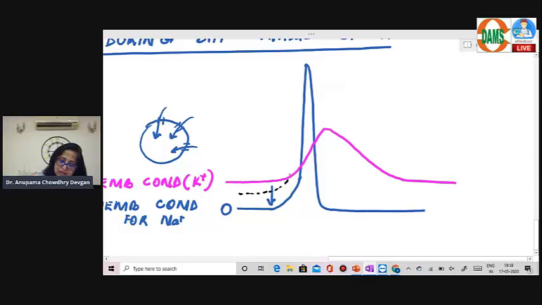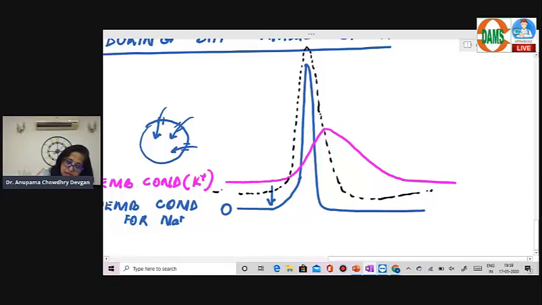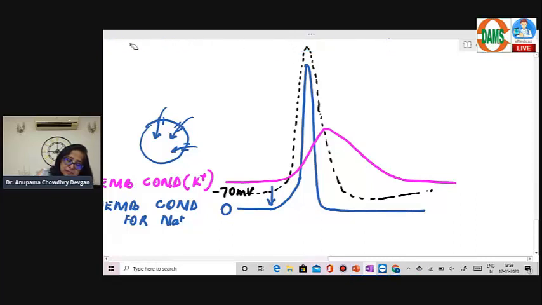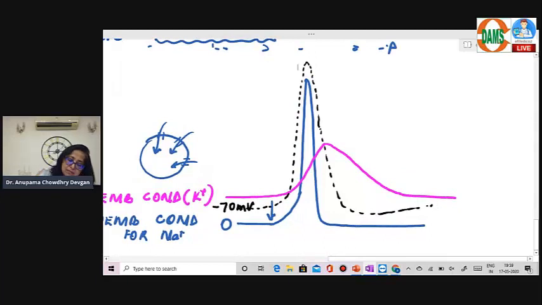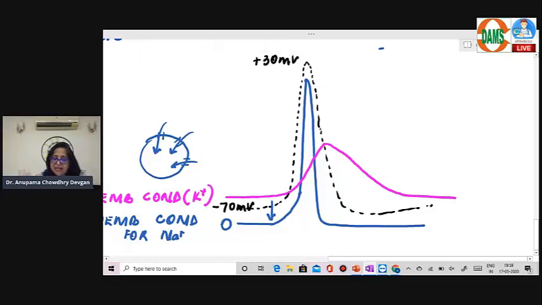When I superimpose the action potential, see, I'm making it in a dashed line. This is the potential change, right? Resting membrane potential of minus 70, it goes right up to plus 30 millivolts. It crosses 0, goes up to plus 30 millivolts, and then back to minus 70.